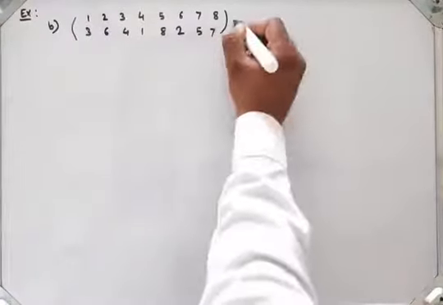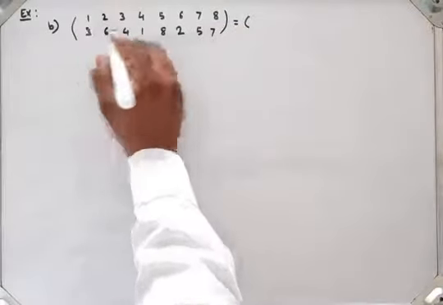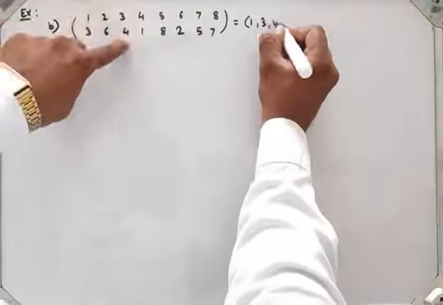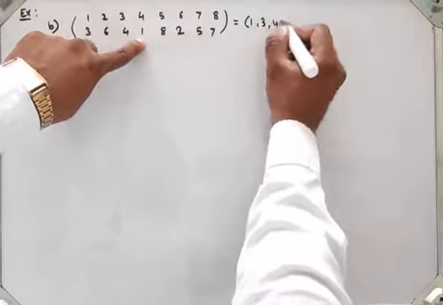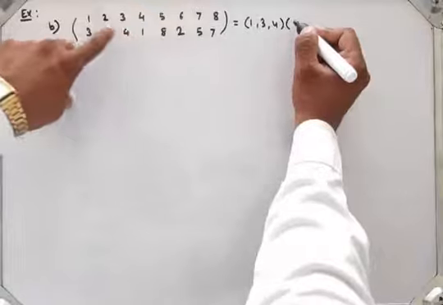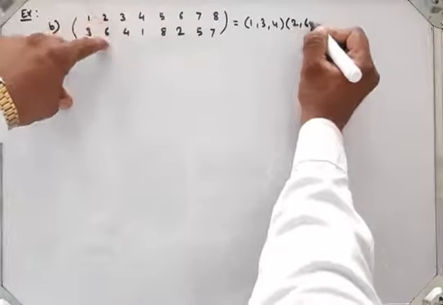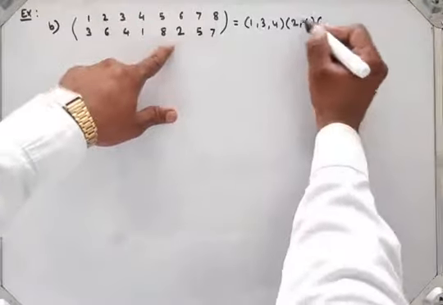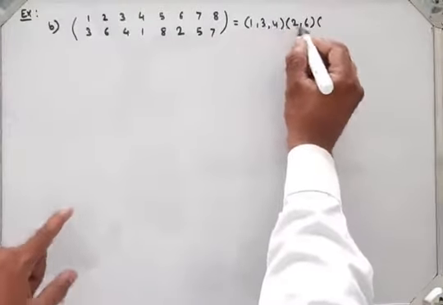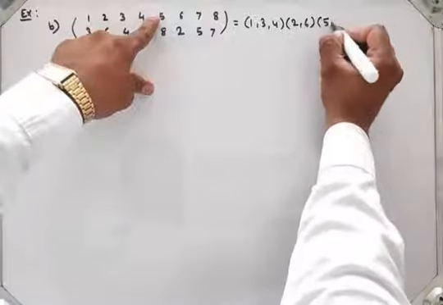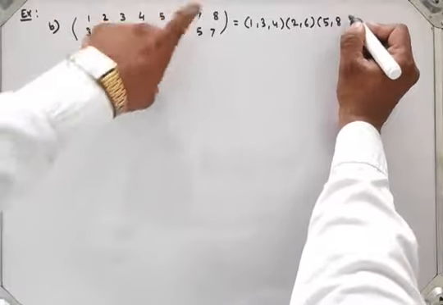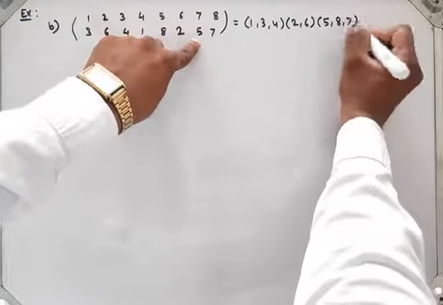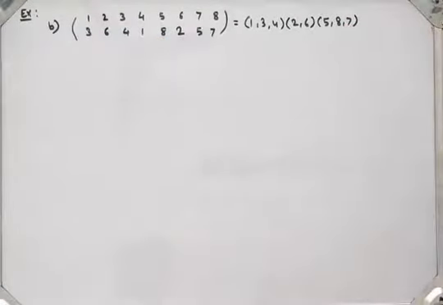So this can be written as: 1 goes to 3, 3 goes to 4, 4 goes to 1. So 1 is in our set. Next we start with 2: 2 goes to 6, 6 goes to 2, so that is complete. Now next is 1 2 3 4. Now we start from 5. 5 goes to 8, 8 goes to 7, and 7 moves again to 5. So here our product of disjoint cycles is complete.